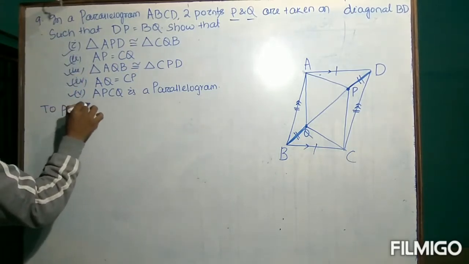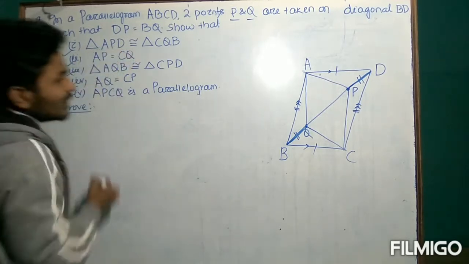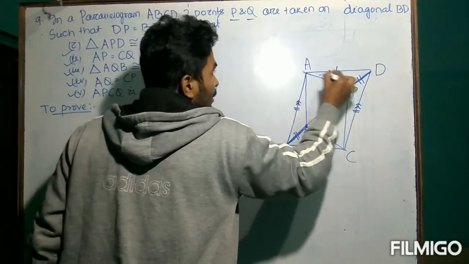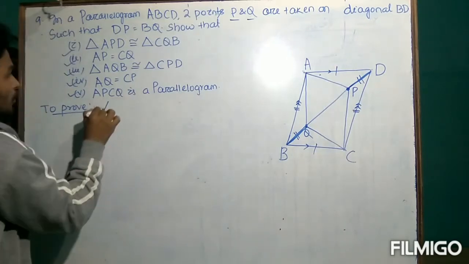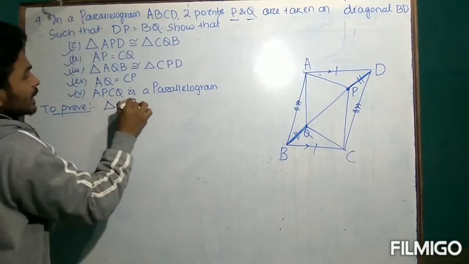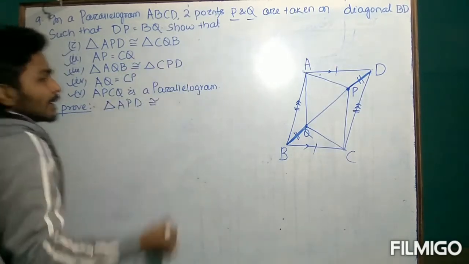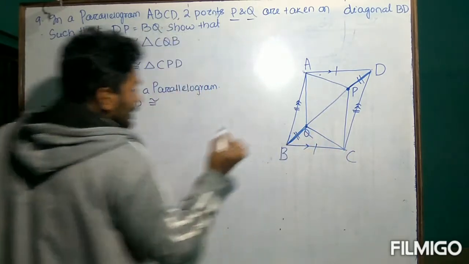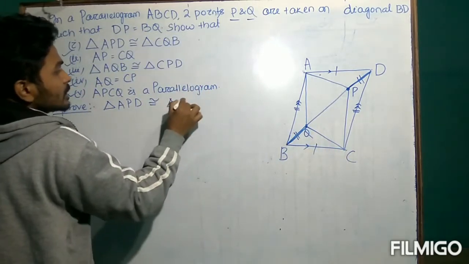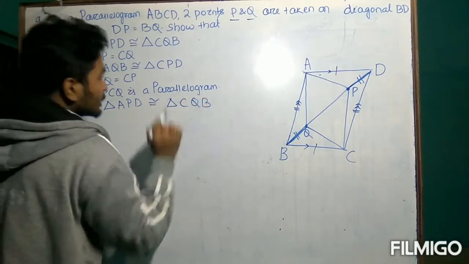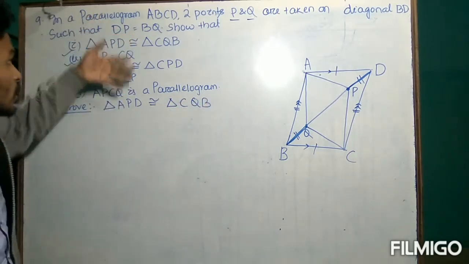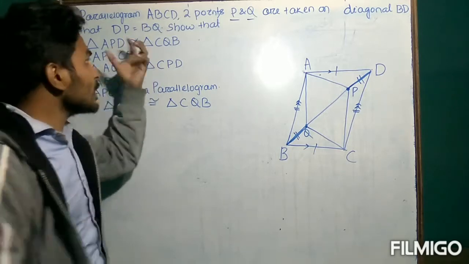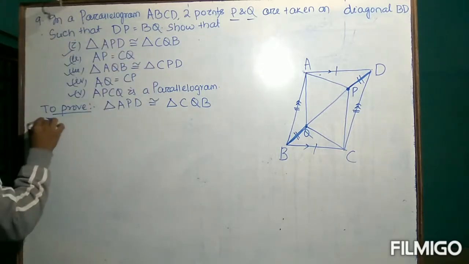To prove triangle APD is congruent to the triangle CQB. Okay. So serially we will chronologically understand each statement. So let us first prove the first statement.